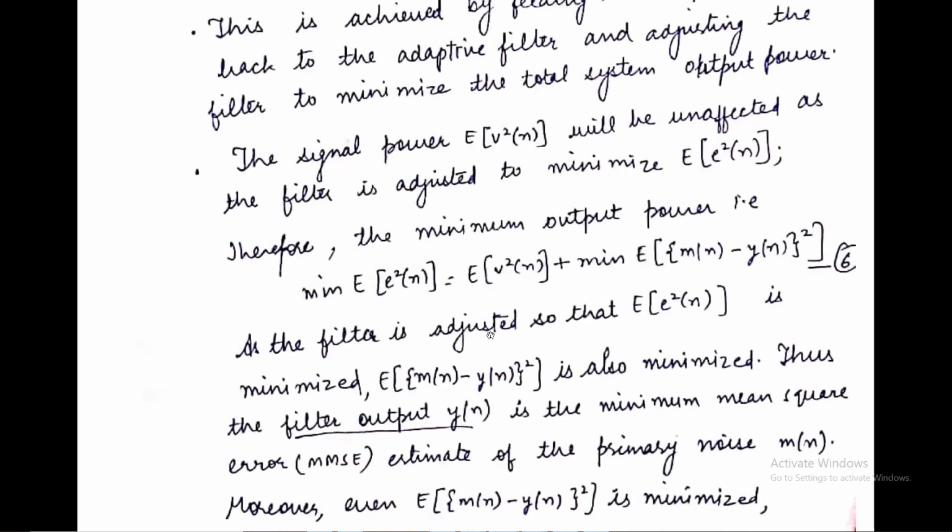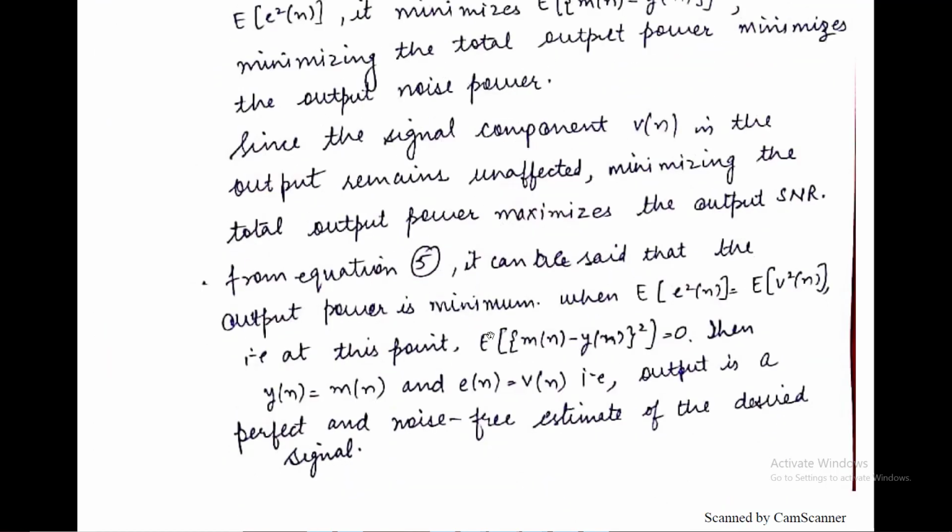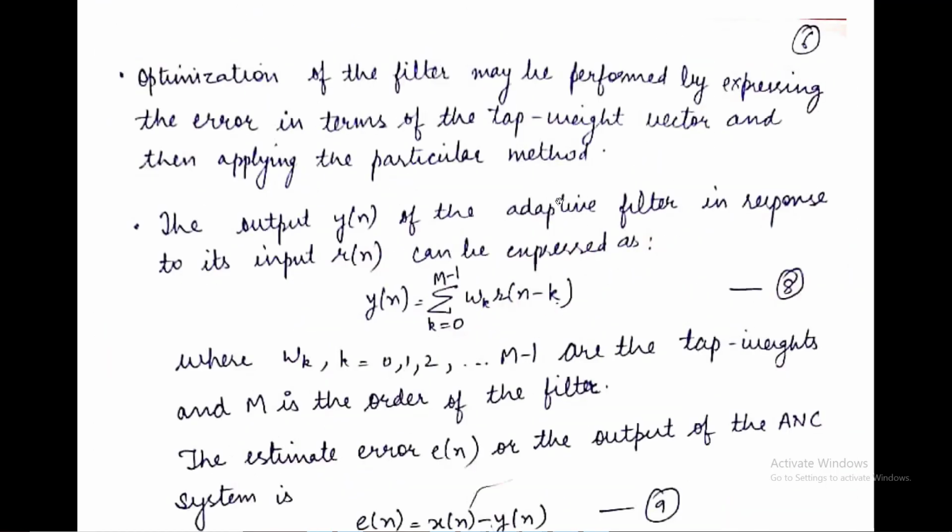So for the optimal condition, how can we represent the output Yn of the adaptive filter, considering Rn as the input? Again we can use a convolution type equation, because we are finding the output equation and we know the input, and the impulse response we can give in terms of tap weights. So here Wk represents the tap weight and M is the order of the filter, where k is running from 0 to M minus 1.